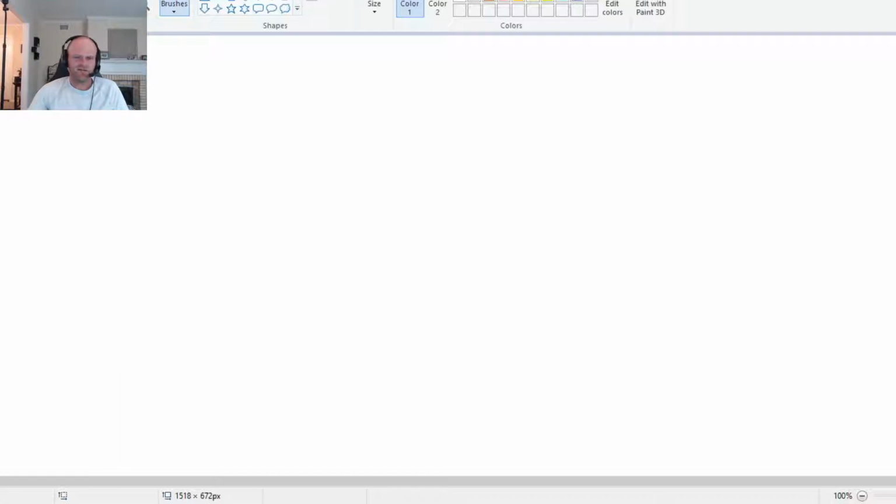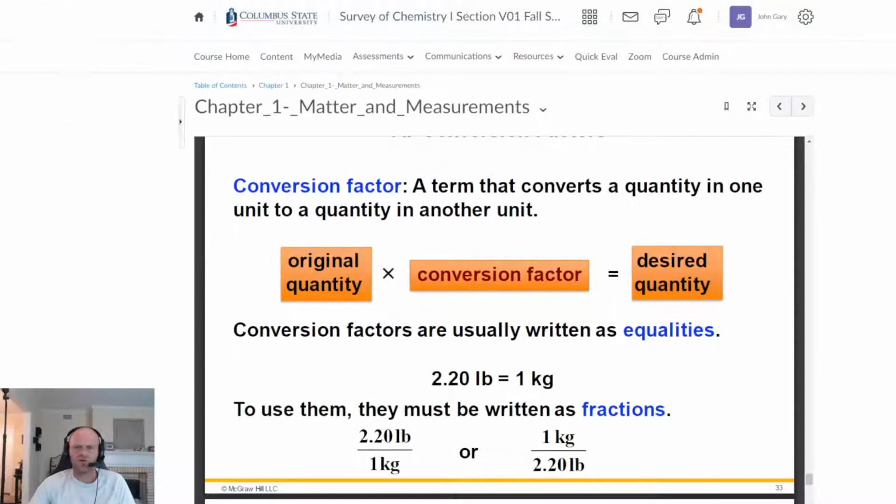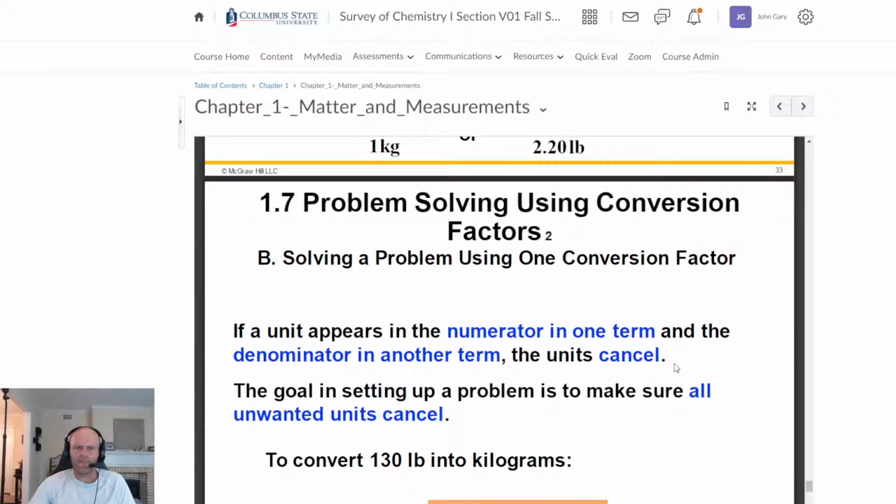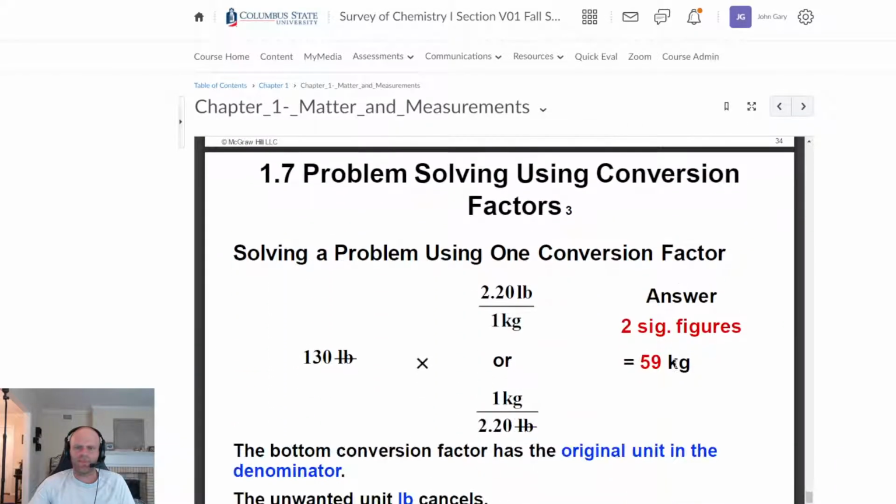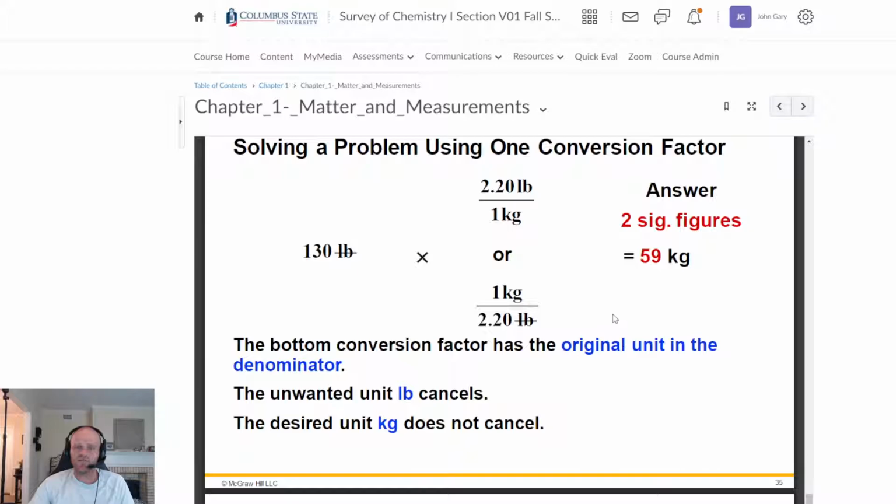Go back to, and so they're doing kilogram to pound here, which is 2.2 pounds per kilogram. And it's also a good note, you can flip it both ways, right? Whether I put 1 hour over 60 minutes or 60 minutes over 1 hour, that just depends on which one I'm trying to cancel out.